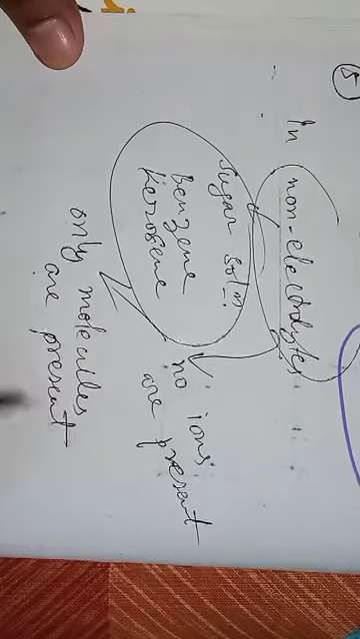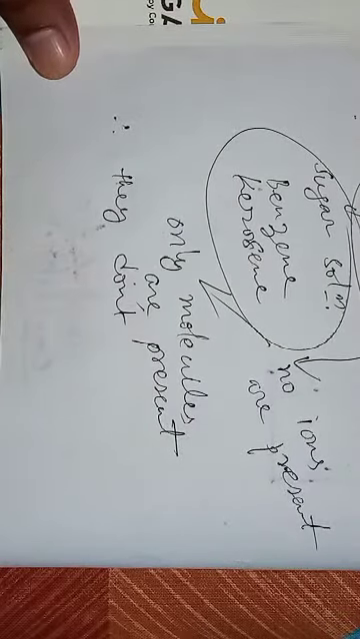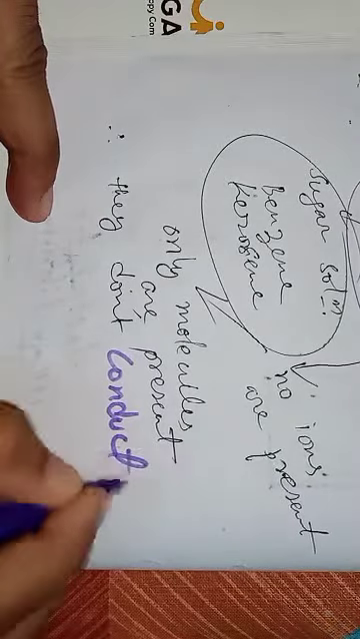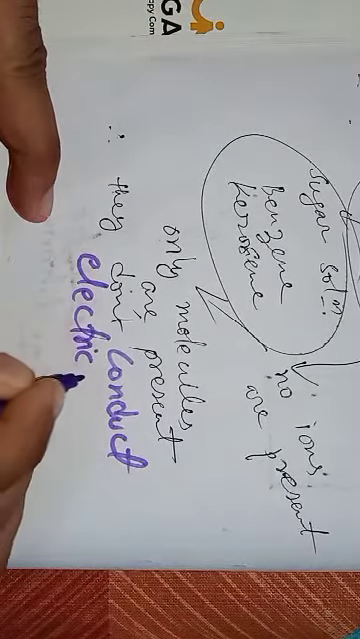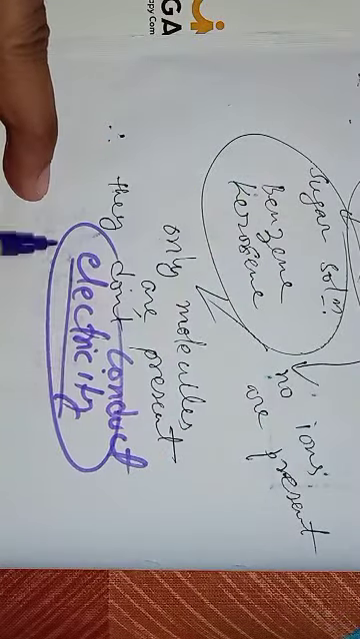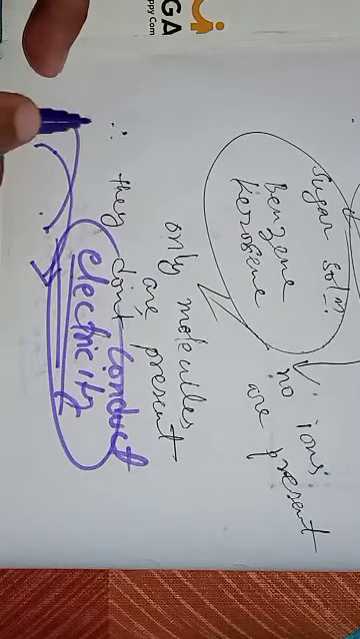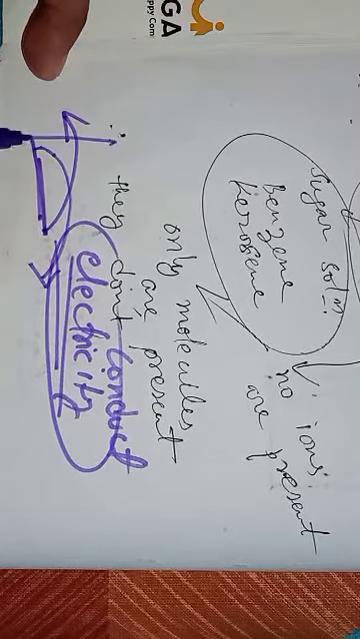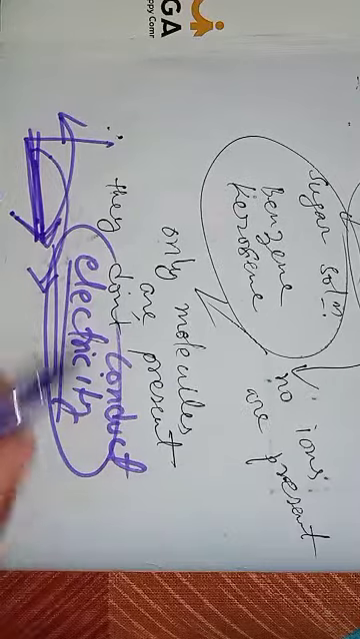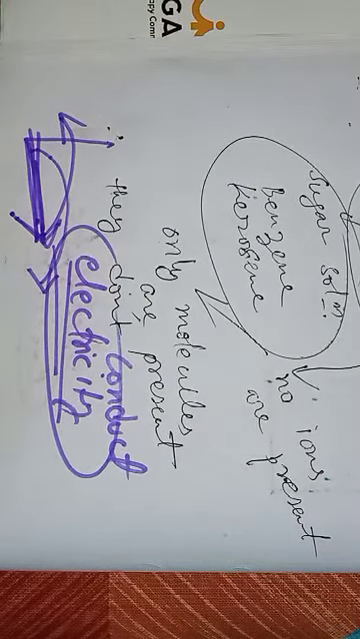Therefore they don't conduct electricity, because for conducting electricity, that solution, that electrolyte has to have ions, that is cations moving towards the cathode and anions moving towards the anode. Without this movement, how can electricity pass through that solution? That's impossible for non-electrolytes, because they don't have ions, they have only unionized molecules.